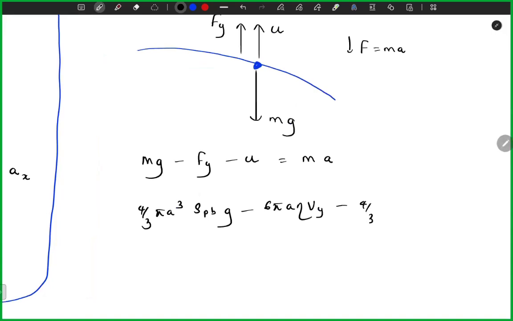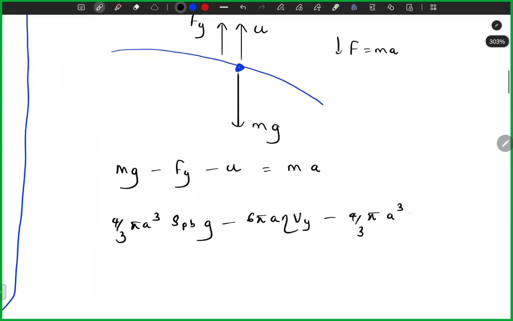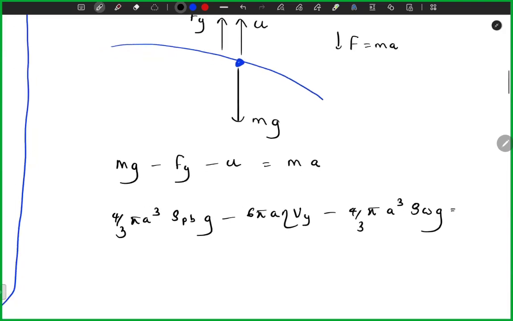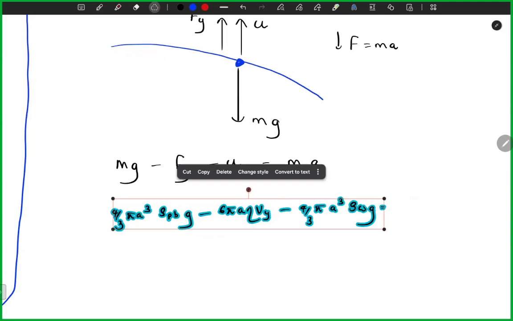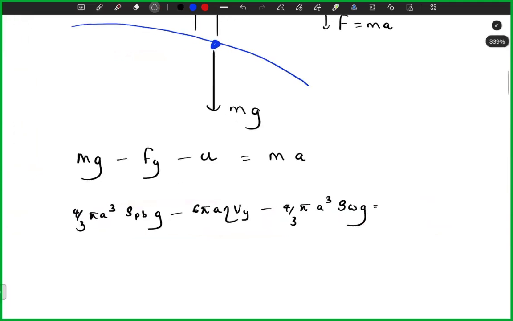What is the magnitude of the upthrust now? What's that? 4 over 3 π, because volume sunk, right? Multiplied by the density of the surrounding fluid, right? So multiplied by gravity. So then 4 over 3 π a cubed ρ_water g equals what? So I've taken too much space again. I need to make this smaller. Okay, it equals what? Mass of the object, 4 over 3 π a cubed ρ_PB, times acceleration a.